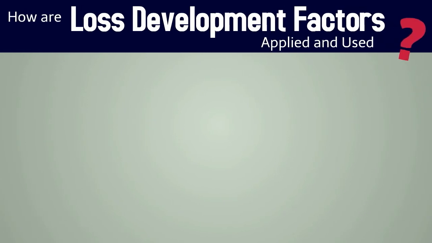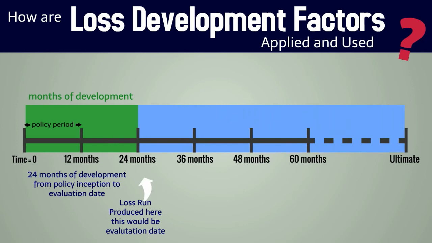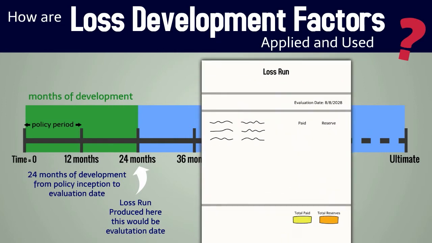First, some definitions. The evaluation date. This is the date on which the loss run or the loss report is based or generated. Paid loss, the actual amount paid on a claim as of the evaluation date. Reported or incurred loss, the total of paid plus reserves on a claim as of the evaluation date. Months of development, the time from the beginning of the policy period to the evaluation date.